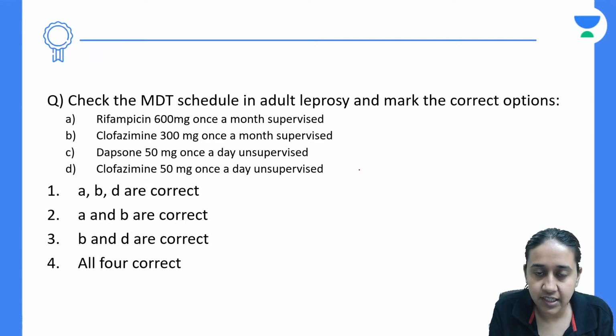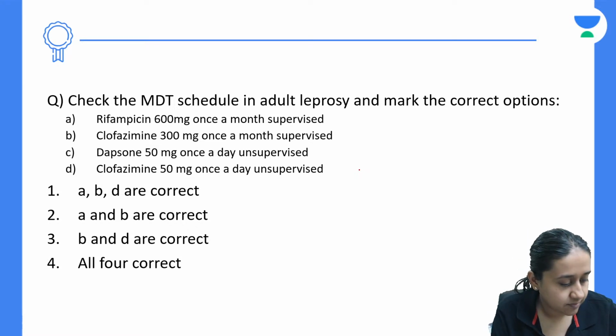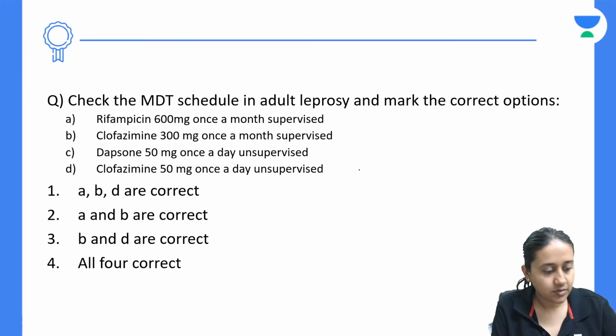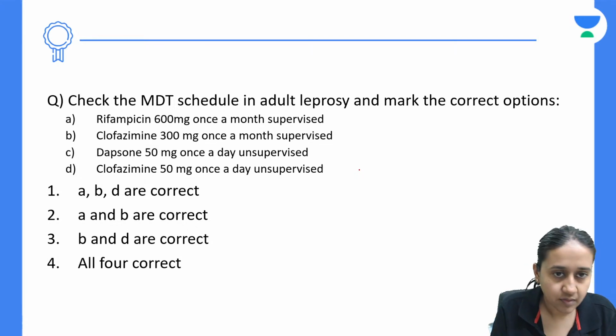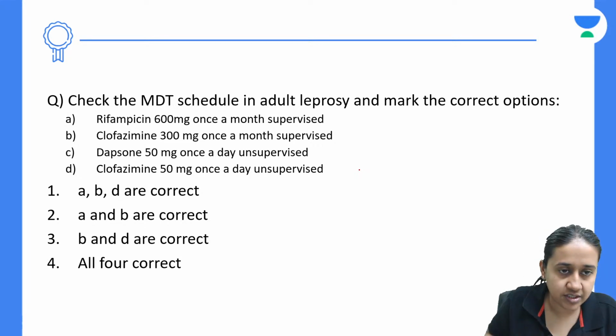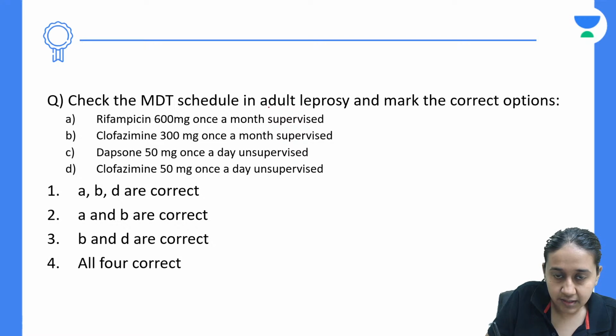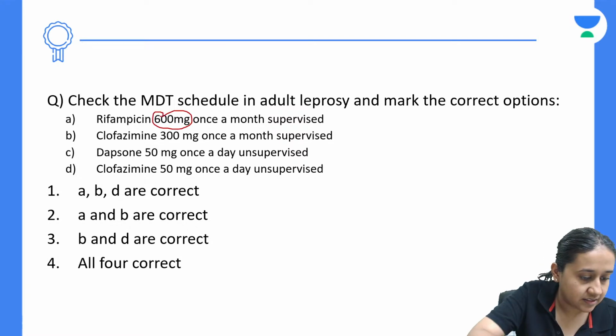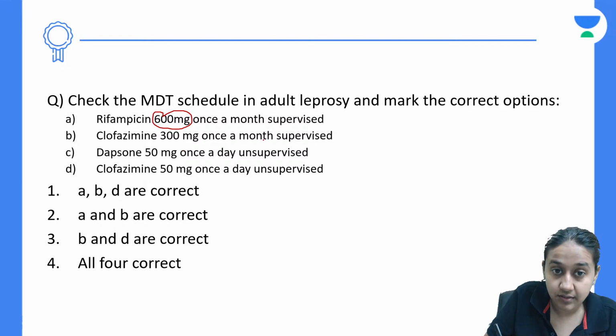Check the MDT schedule in adult leprosy and mark the correct option. What is the correct answer? Now it's a very interesting and easy question. If you look at this, in adult leprosy we give 600 mg of rifampicin. What is the frequency of giving this? We give it once in a month, and that is always supervised.